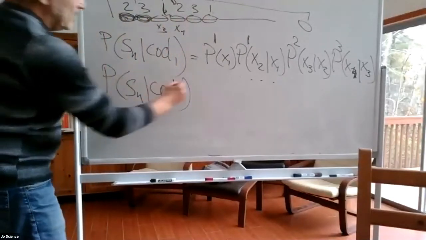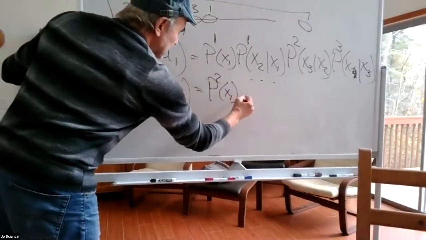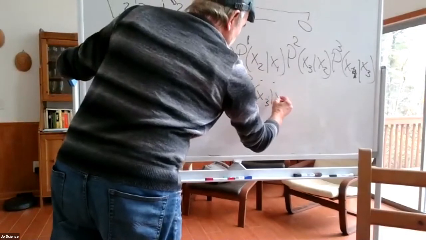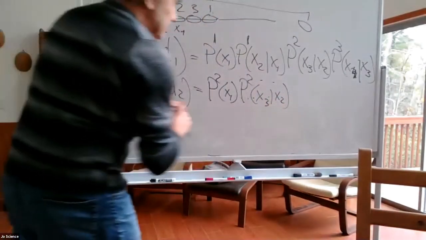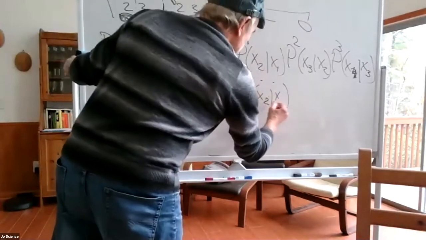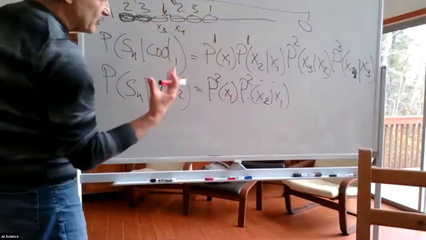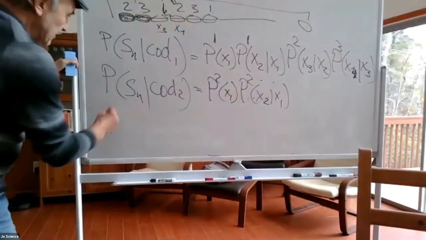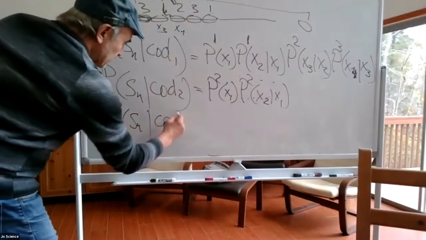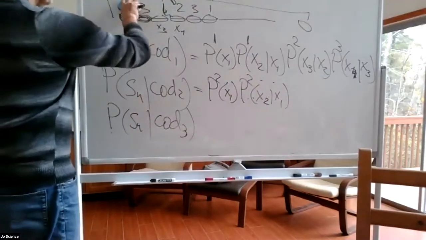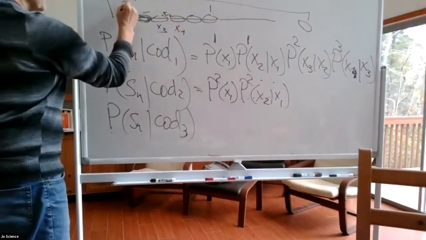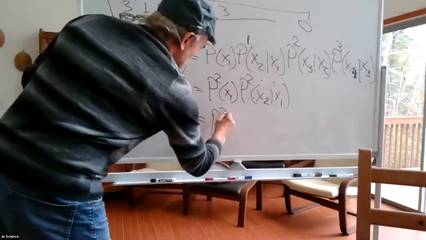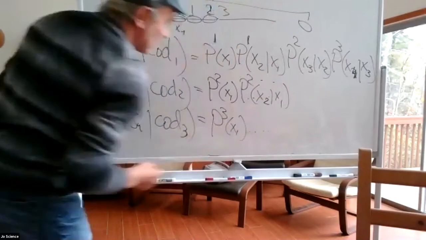And then I will start with P2 of X1, et cetera, all this with P2 of X3 given X2. This is the same: the nucleotides stay the same. What is changing are the matrices and the parameters that I use to compute the probability. Same thing for code 3. I have to use another assumption, that this is 3, 1, 2, 3, 1, 2, 3, right? So this is X1, etc. Okay.